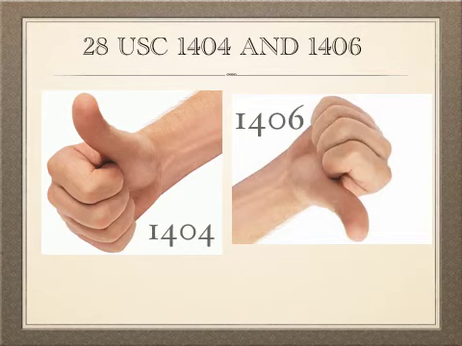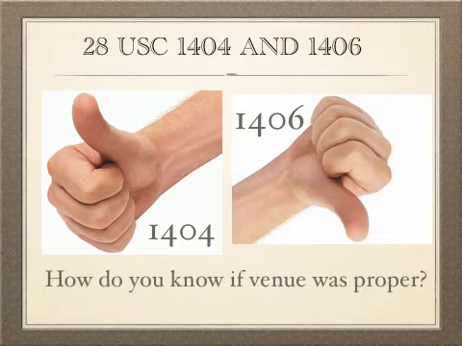Well, how do you know if venue was properly laid in the transferor court? You'd need to consult the venue statute that says whether or not venue was properly laid in the original court, the transferor court. In our class, we're focusing on 1391. So if you want to know whether you need to use 1404 or 1406, you check the original transferor court under 1391 and see whether it was proper. If it was proper, use 1404. If it was improper, use 1406.